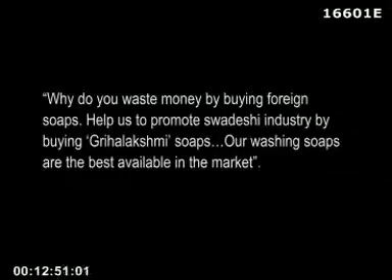One of the advertisements on Deshi soaps was as follows, quote, "Why do you waste money by buying foreign soaps? Help us to promote Swadeshi industry by buying Griho Lakshmi soaps. Our washing soaps are the best available in the market." Unquote. Now here we have the concept of the Griho Lakshmi. Griho Lakshmi is a concept of the ideal Bengali Hindu woman.